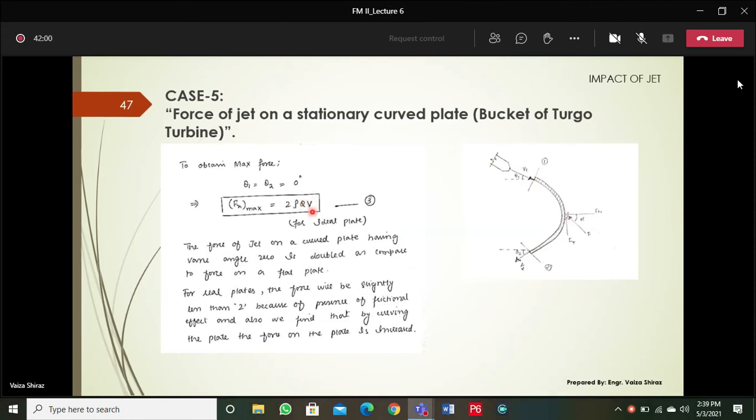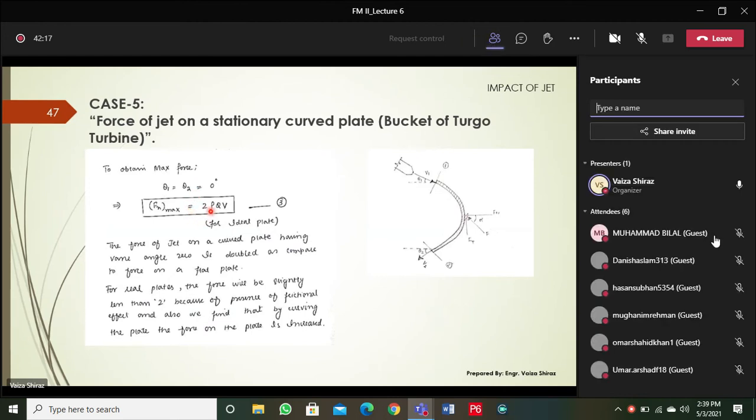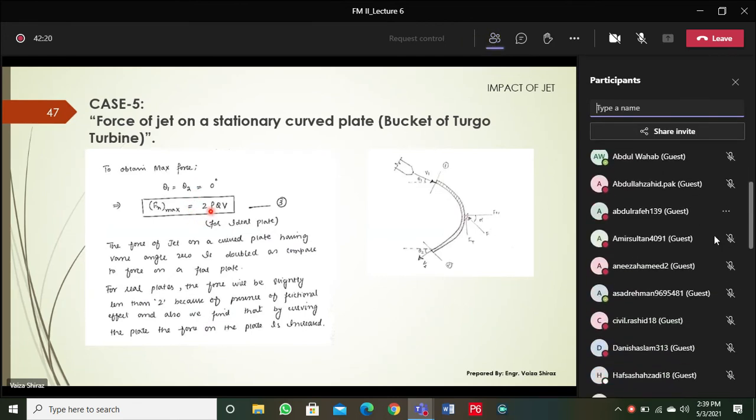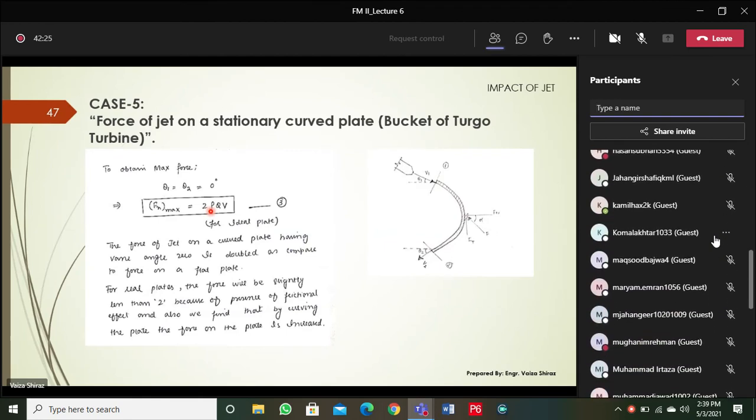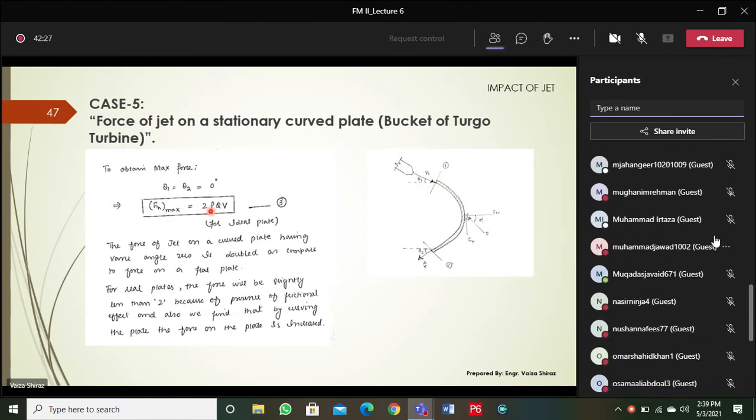For the real plate, even if you put theta 1 and theta 2 as 0, your velocity will not be 2 rho QV. Sorry, your Fn will not be 2 rho QV. ये जो फैक्टर है, it will be slightly less than 2 क्योंकि वेलोसिटीज जो हैं they are not equal. तो वेलोसिटी अगर ड्रॉप कर रही है तो उससे ये फैक्टर भी आपका थोड़ा सा रिड्यूस हो जाएगा। So this is your Fn maximum. So how you will increase your Fn to Fn maximum? By putting these values equals to 0.